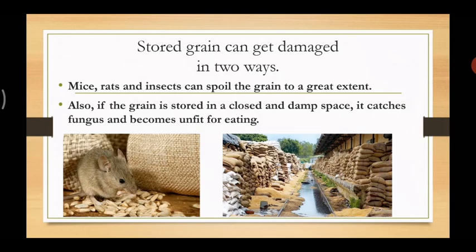Let's move forward. After storage also, there is a problem. That means after storing the grains in the warehouses, there are some problems. What are those? They can be damaged in two ways. Mice, rats and insects can spoil the grain to a great extent. These mice, rats and all, they can spoil the grains.